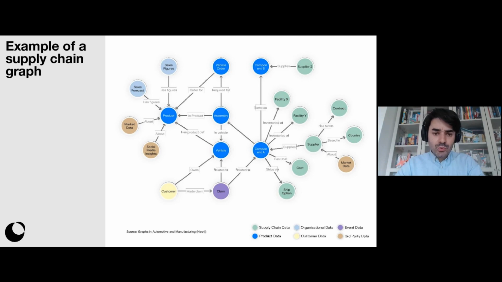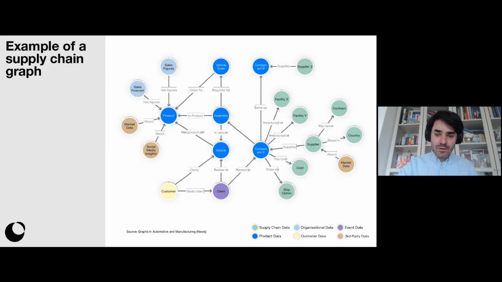Now I want to dive deeper into this topic and share some examples of modeling your data to answer these problems. So here we have an example of a supply chain graph with various types of nodes in different colors. So in green, we have supply chain data. We can see some facilities, for example, contract suppliers, costs and countries, among other information. In blue, we have actual product data. Here we can see a vehicle connected to a product, an assembly, a vehicle order, or a component.